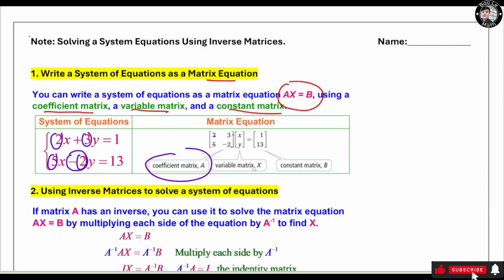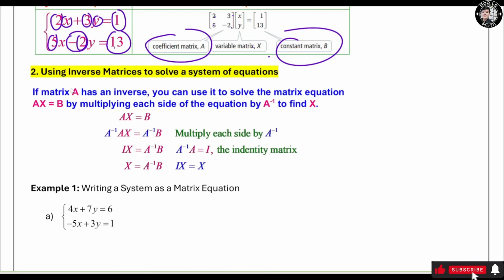Now, the variable matrix is x and y. The top and bottom are both the same, so you just write one only. So you're going to write one column, but two rows. And the last one, the constant matrix B, which is the constants on the right-hand side right here, 11 and 13. Now, in order to solve a system of equations, we're going to use inverse matrices.